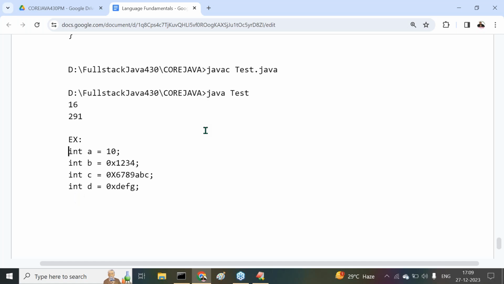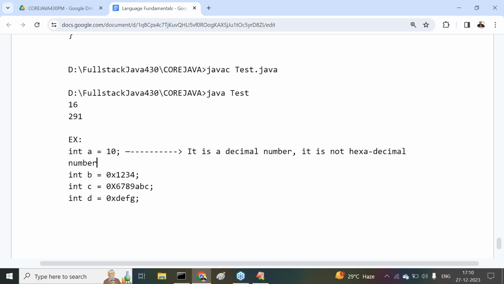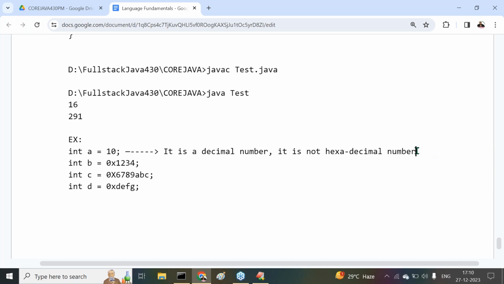Now observe carefully. Tell me, you are already aware of it. What is this 10 actually? 10 is a decimal number. It is not a hexadecimal number. It is a decimal number, not a hexadecimal number.